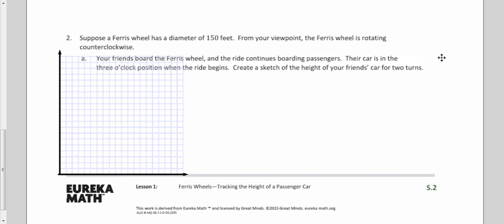They have a Ferris wheel for cars? Yes. They call the cab in a Ferris wheel a car.